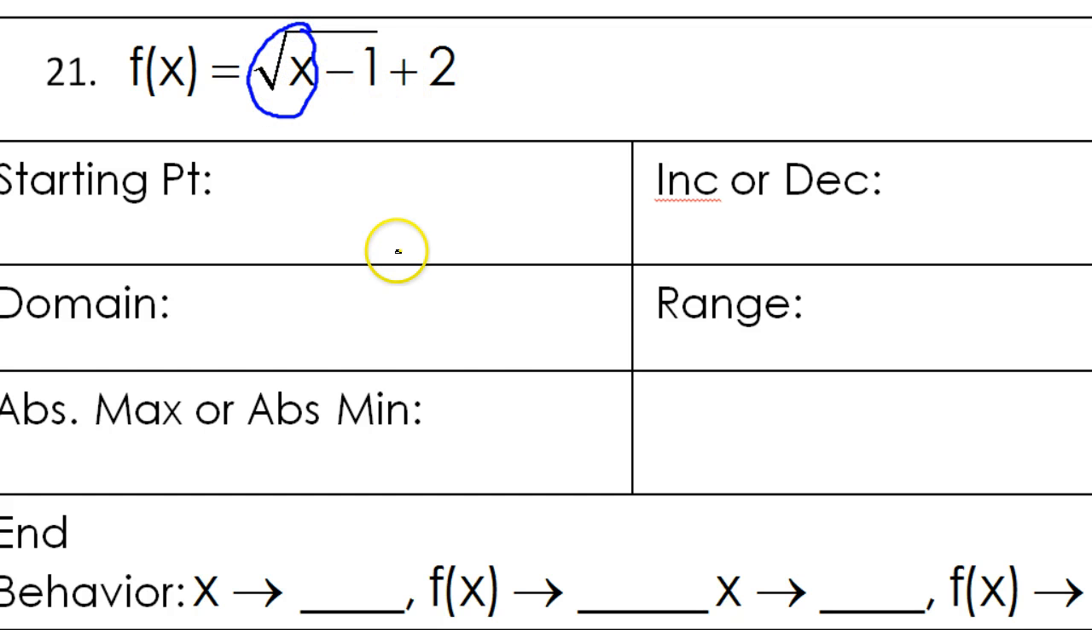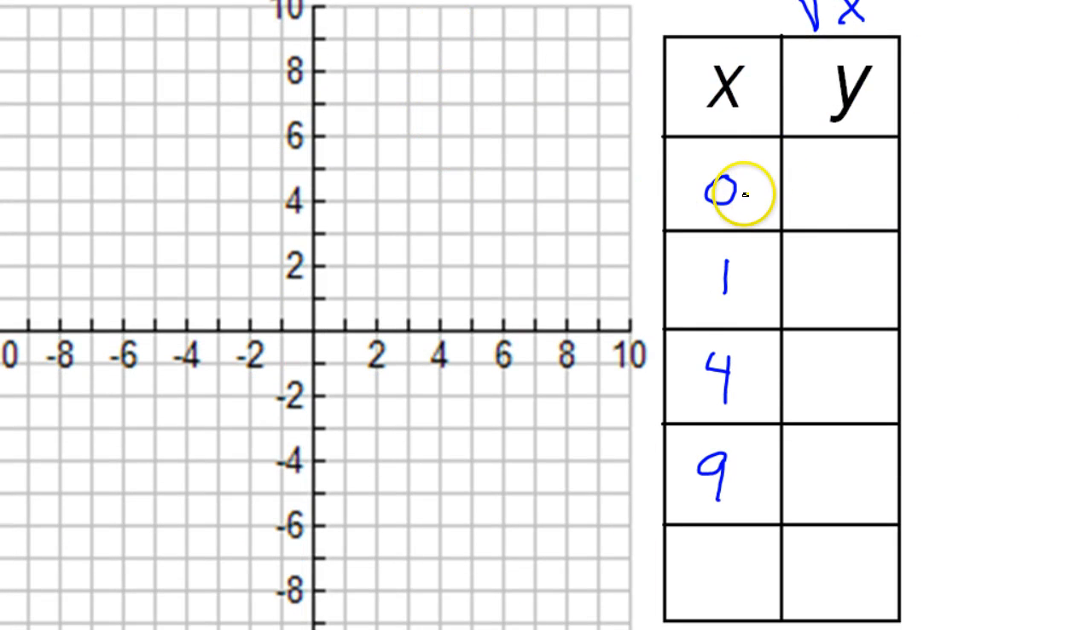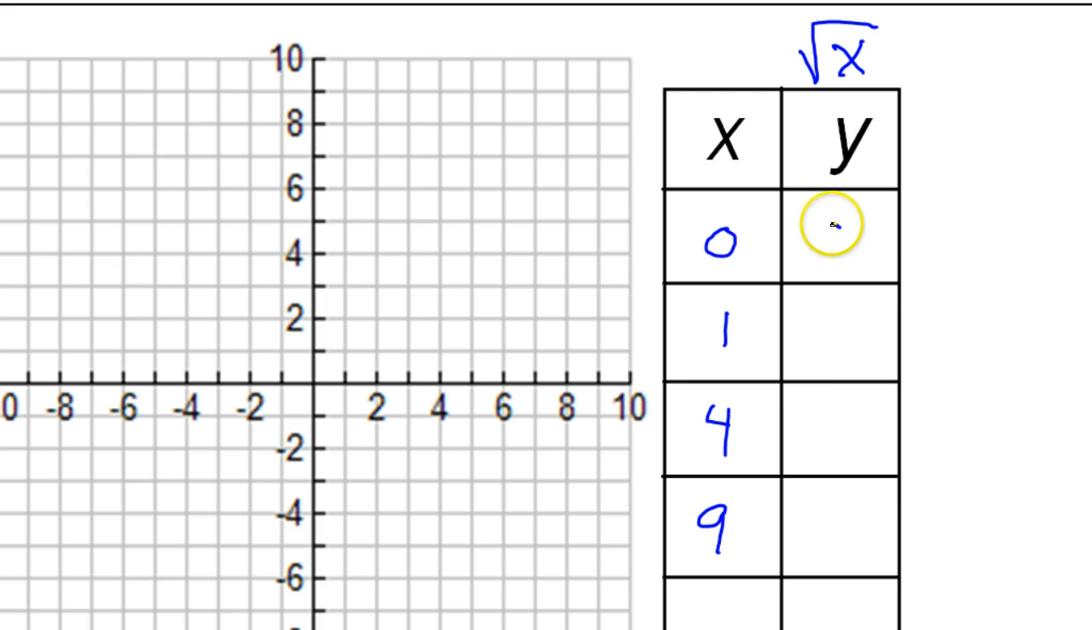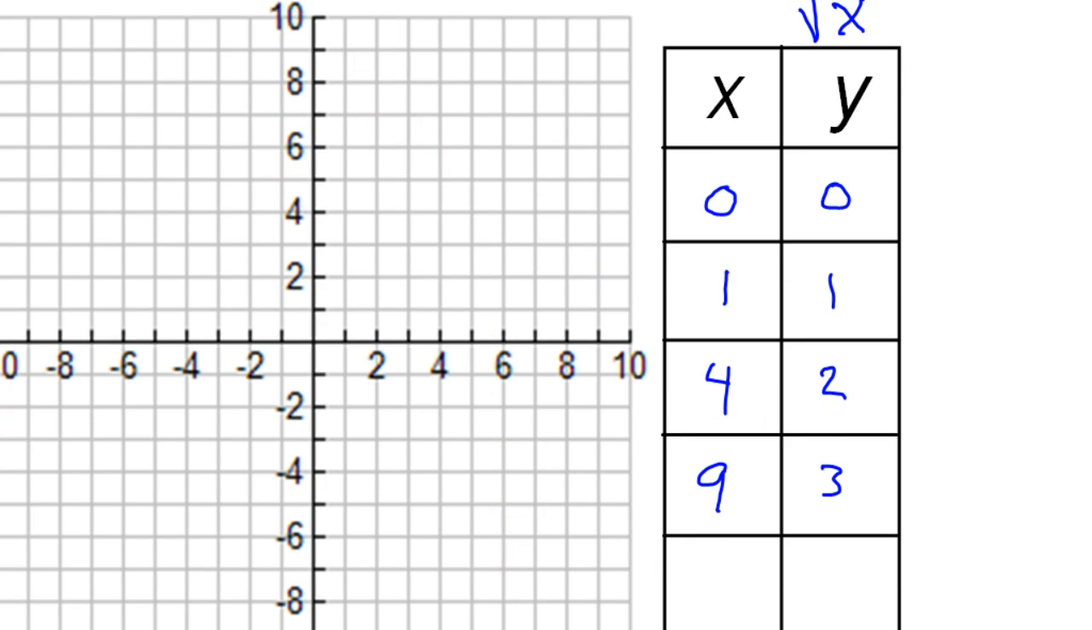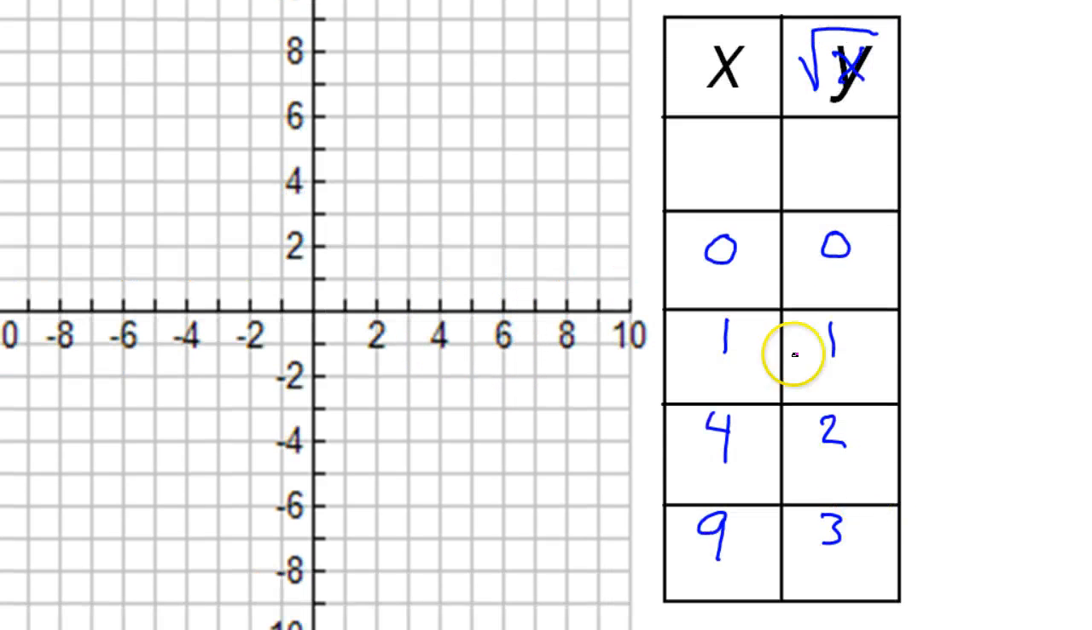Alright, we'll do the shifting by hand. So of course when I do the square root of the x values, I get 0, 1, 2, and 3. So let's go ahead and graph these points, but do not connect the dots. We'll leave it as a skeleton. Why did I skip a square? I don't know. So it's 0, 0, 1, 1, 4, 2, and 9, 3.